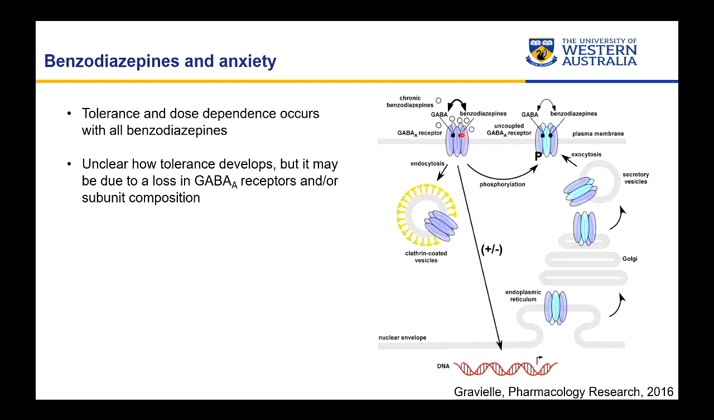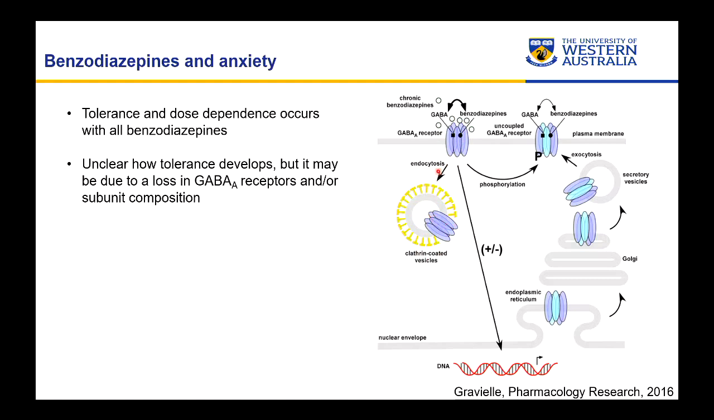So there's kind of less GABA receptors present on the postsynaptic membrane. So even though GABA is still being released, there's less targets present at the synapse to cause that inhibition. So you need more of the drug to cause that effect. And this is just showing you it here, so it's being internalized.